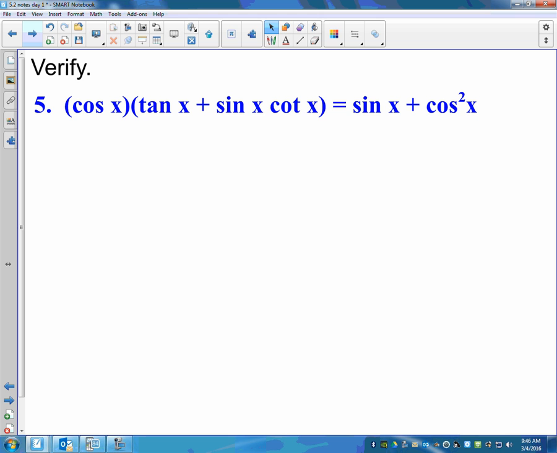So this is multiplication, so the cosine is just going to go with all of this, right? So that would become cosine times sine. You just distribute it to each term.